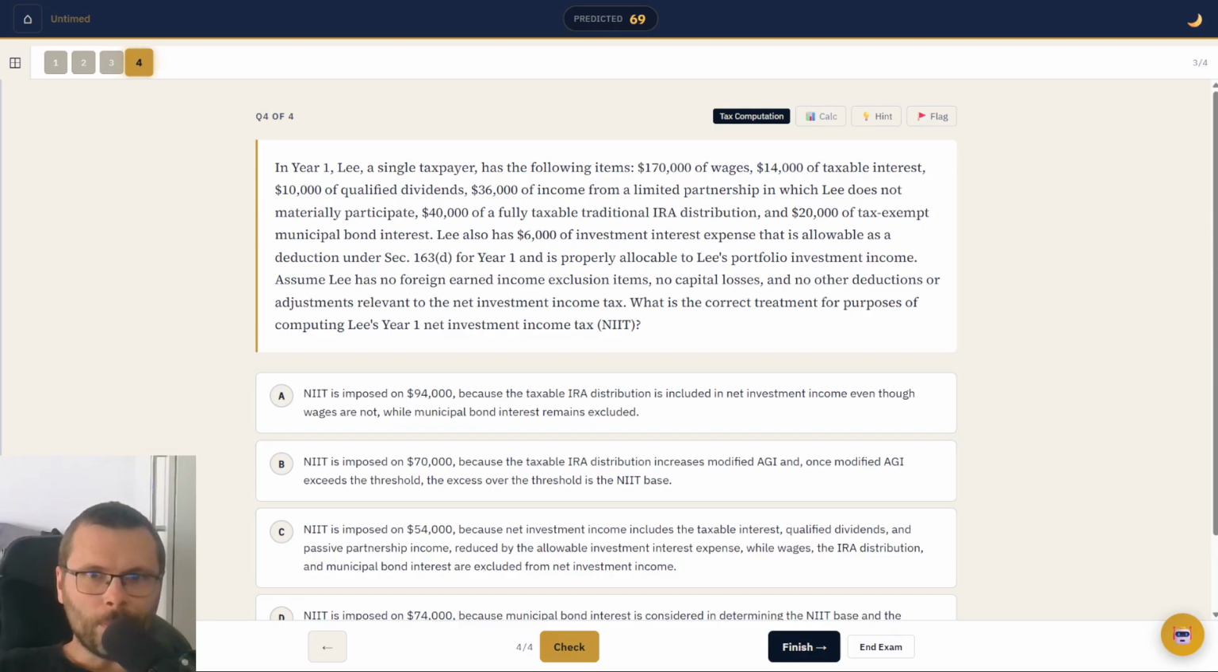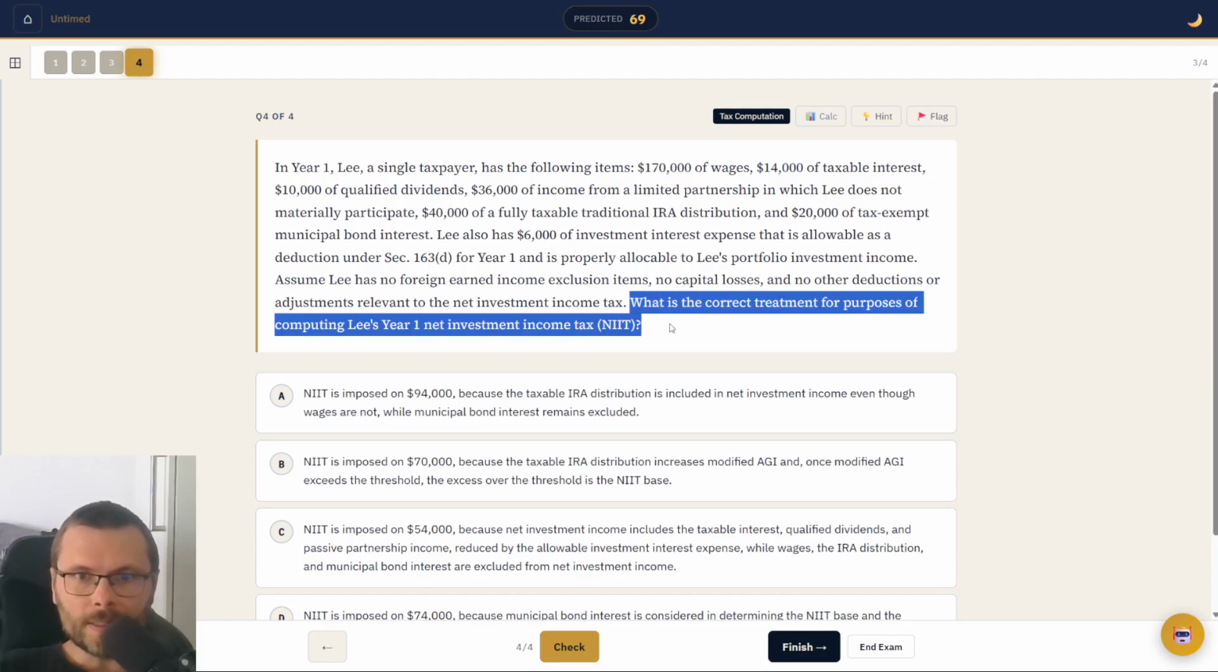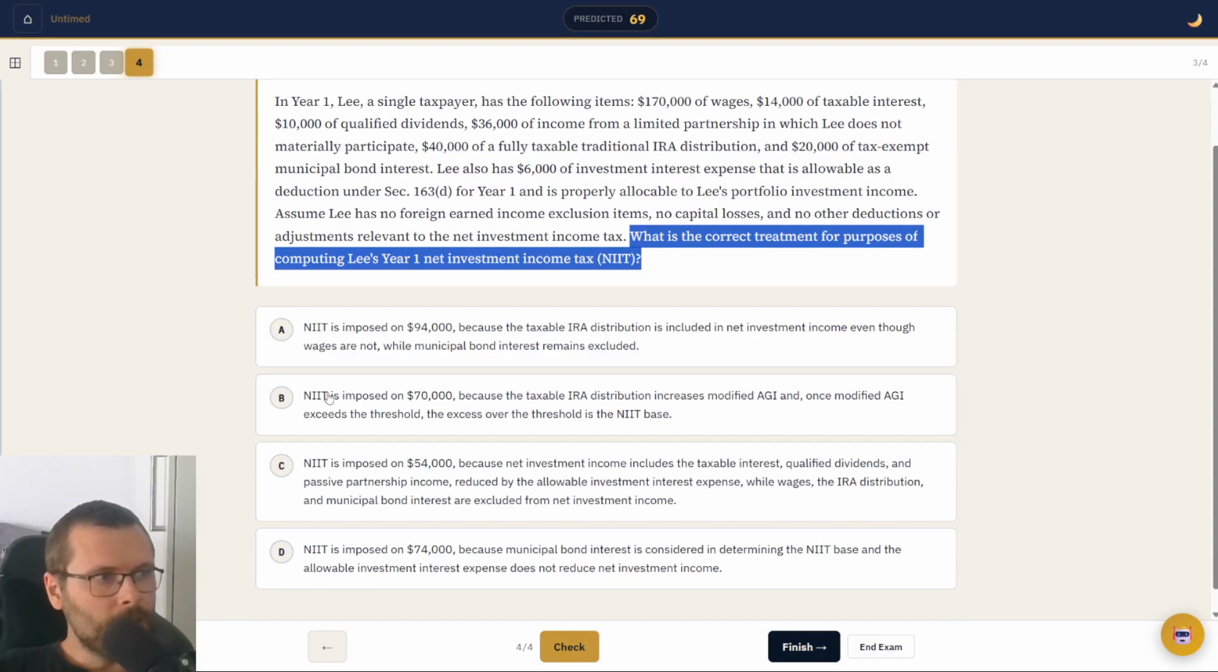Okay, this one looks like a beast. I'm seeing 170, 14, 10, lots of numbers, lots of figures. So read the question first. Let's see if we can eliminate some stuff before we start doing any calculations. What is the correct treatment for purposes of computing Lee's year 1 net investment income tax? Okay, the NIIT. Read the options.